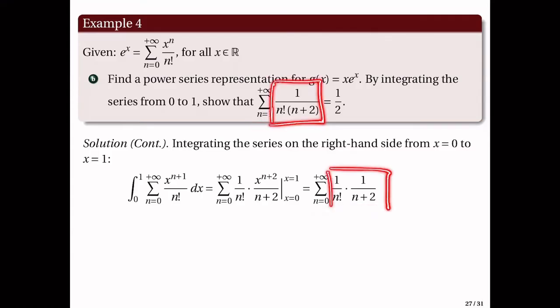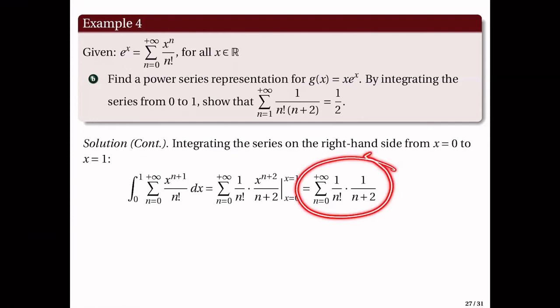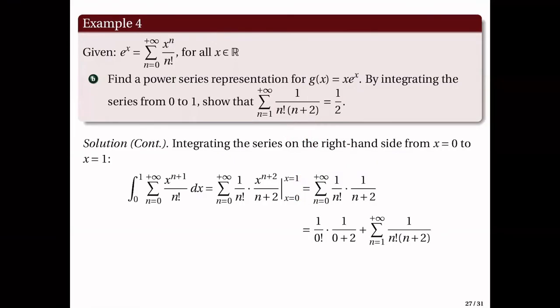Tama? Pero, hindi sila pareho ng index. Okay? So, kailangan nating i-adjust ito para makuha ito. Okay? So, doing that, we get this. So, substitute lang natin yung n equals 0 dito. Okay? And then, i-adjust natin yung index nitong ating summation. Okay? So, simplifying, we get 1/2 plus the summation from n equals 1 to positive infinity of 1 over n factorial times n plus 2.